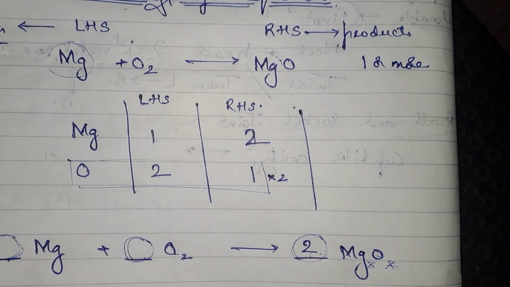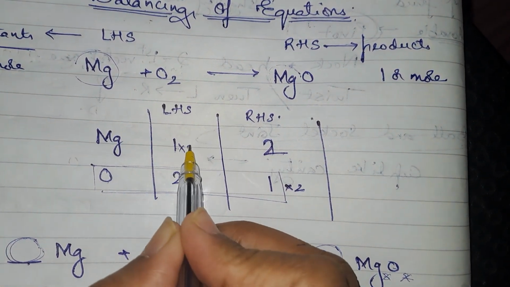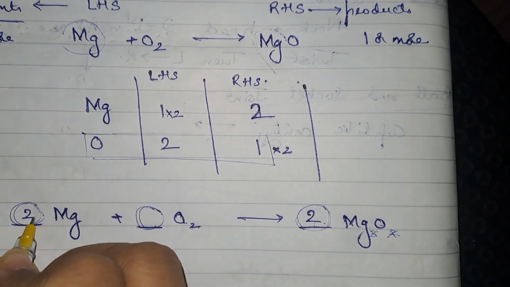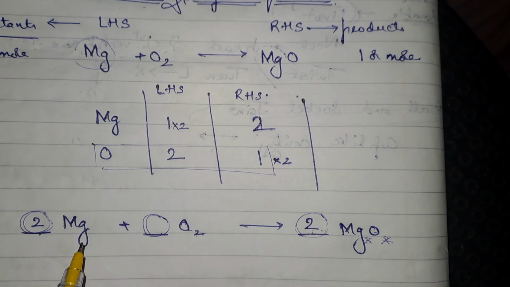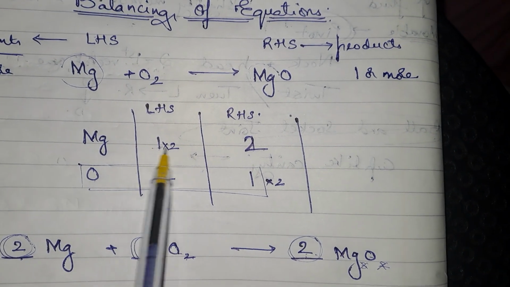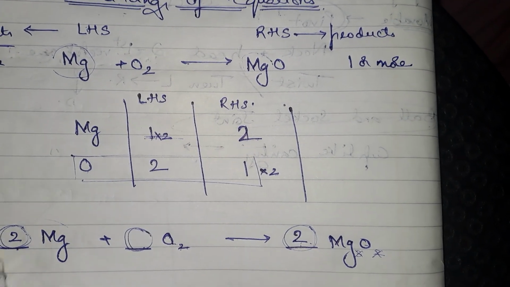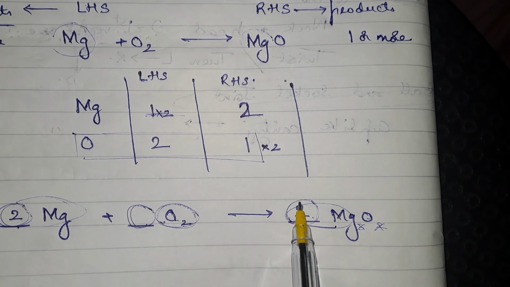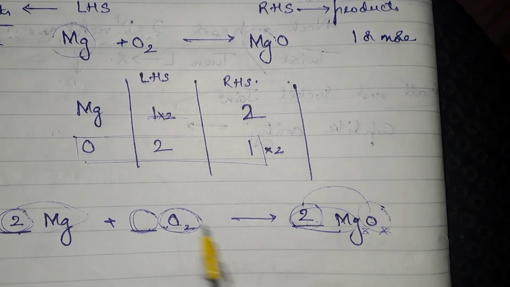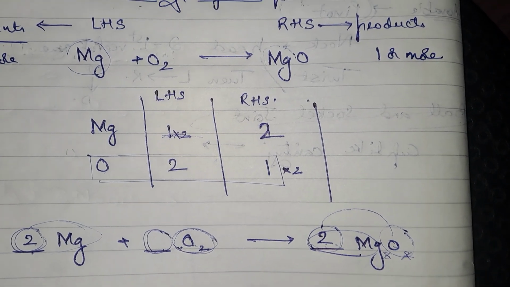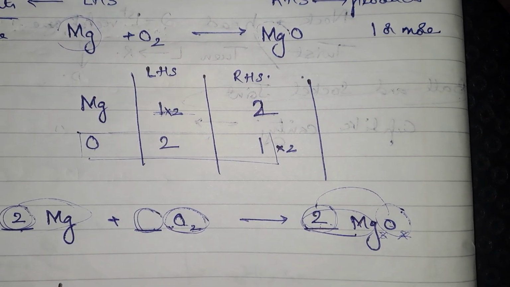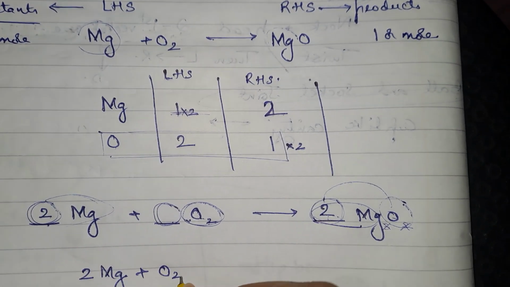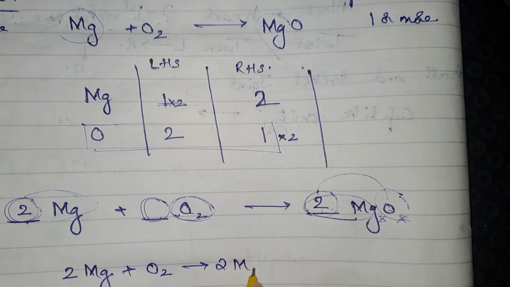So how am I going to balance it again? I am going to multiply it by 2, and when I multiply it by 2, I'm going to put a 2 in front of it. Okay, I have put a 2 in front of it. So yeah, I have 2 magnesiums on this side. You can see 2 magnesiums and 2 magnesiums, 2 oxygens and 2 oxygens on this side. So this is a balanced equation that I have received. The balanced equation is 2Mg plus O2 gives rise to 2MgO.